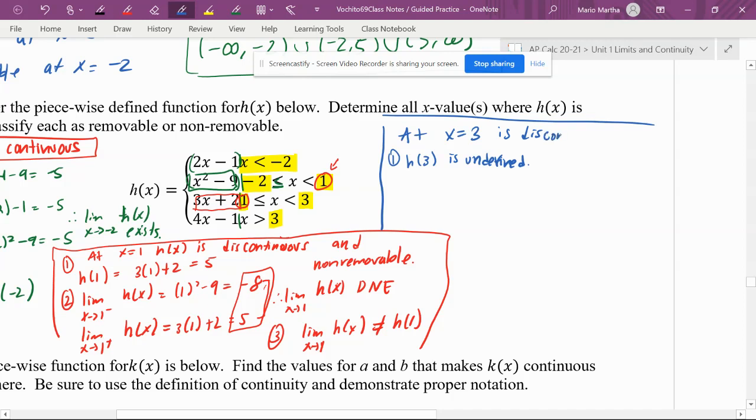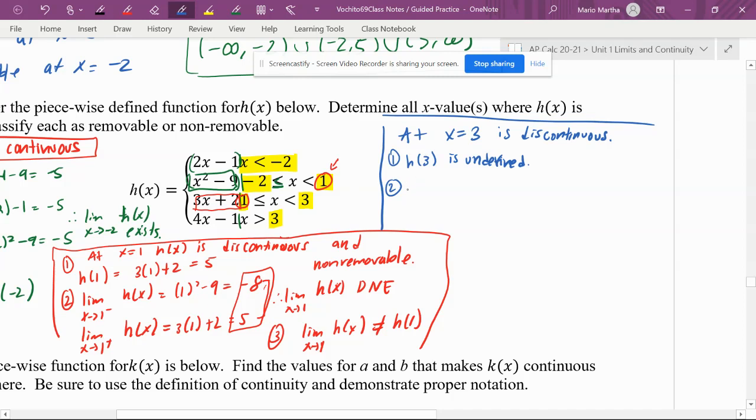but we have to know what type of discontinuity this is. Is it a hole in the graph or is it just something else? So let's see what happens. So h of 3 is undefined. Now let's look at the limit. If the limit does exist, that means there is just a hole in the function.